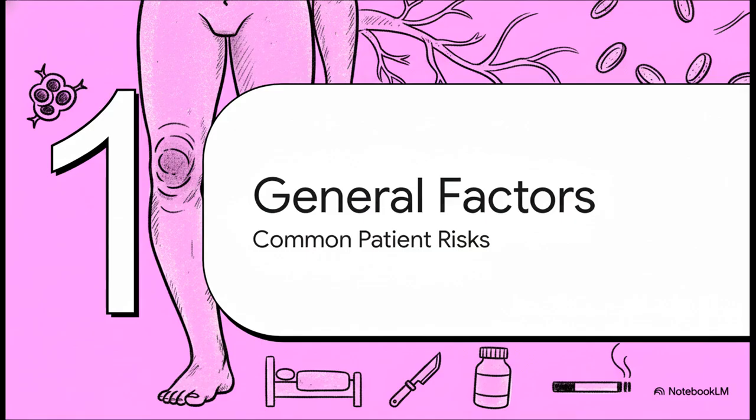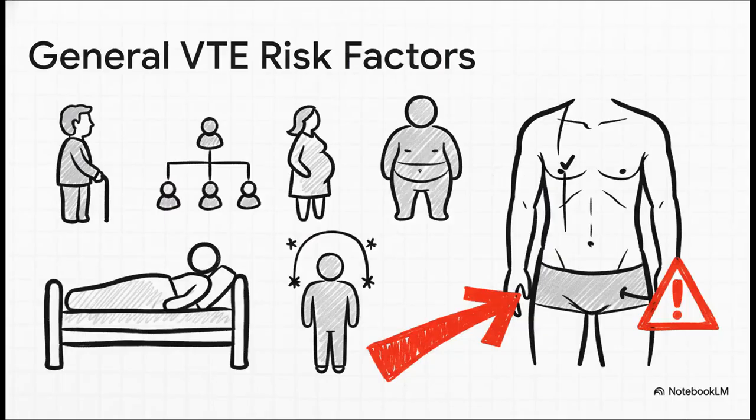We're starting with the big ones, the common patient-related risks that you're going to see pretty much every day in your clinical practice. So a lot of these probably aren't a surprise to you, right? Advancing age, obesity, a family history of VTE. We know these. But as always, the devil is in the details. Take a look at pregnancy. The risk is there, but it's especially high in the puerperium, that postpartum period. That's a key clinical pearl.